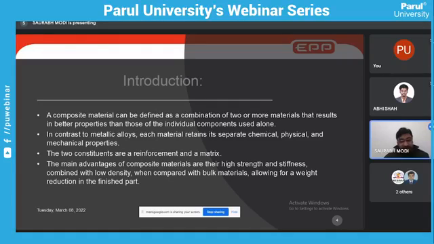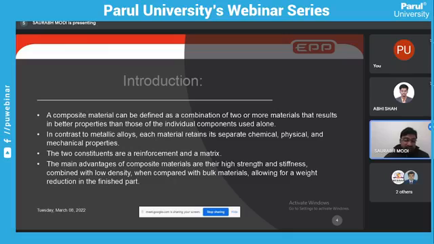So the main advantage of composite materials is their high strength and stiffness combined with low density when compared to bulk materials. These are general materials I am talking about, allowing for weight reduction in the finished part.